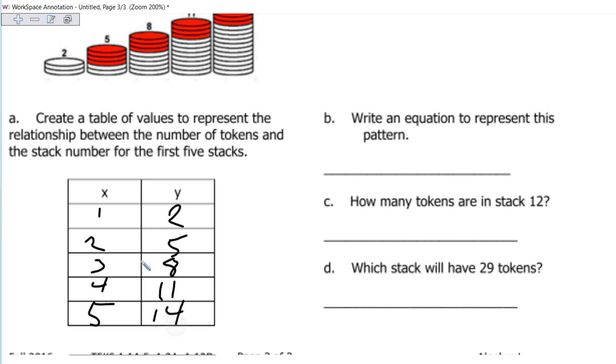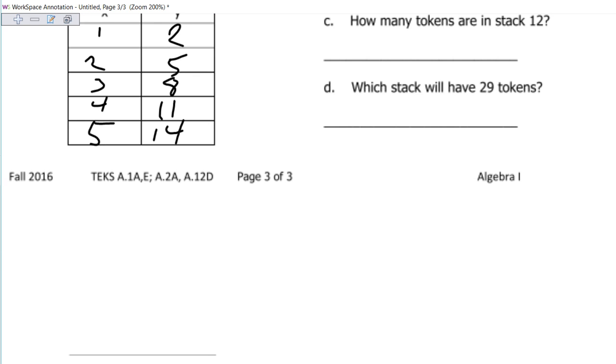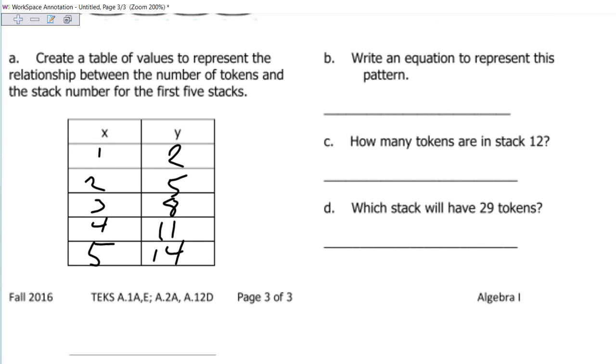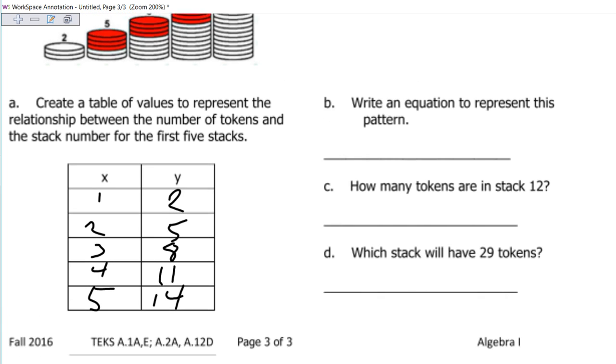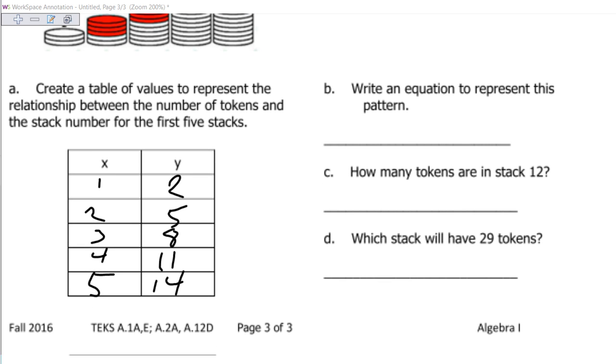Alright, and then it says, write an equation to represent this pattern. Okay, so I don't know if y'all noticed, but we're adding 3 chips each time. We're adding 3 more chips, so that's going to be y equals, we started off with 2, so 2 plus n minus 1, but instead of using n, let's use x, since that's the variable that they chose for us. And then we're adding 3 each time, so 3.